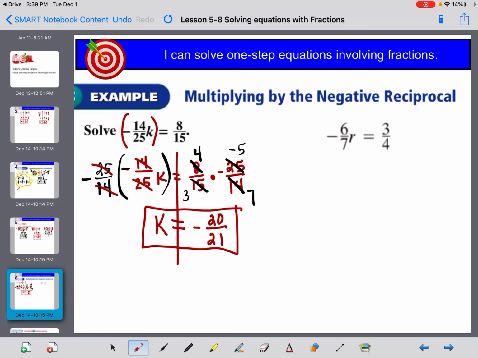Now pause the video and try the next one, which is a negative fraction coefficient for that r also. See if you can do it on your own.